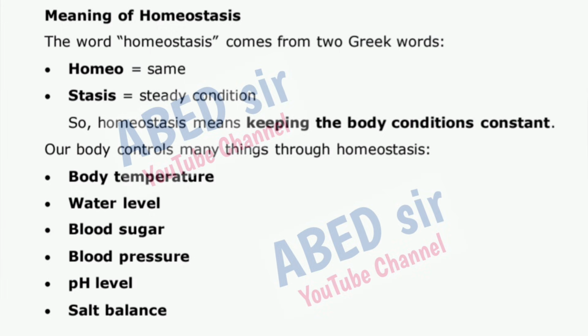Homeo is equal to same. Stasis is equal to steady condition. So, homeostasis means keeping the body conditions constant. Our body controls many things through homeostasis. Body temperature, water level, blood sugar, blood pressure, pH level, salt balance.